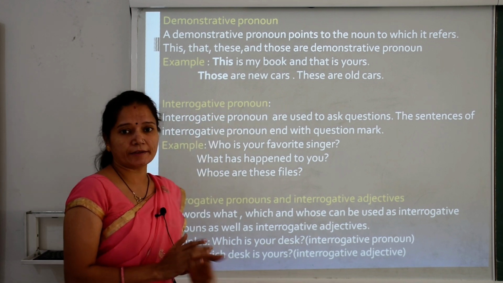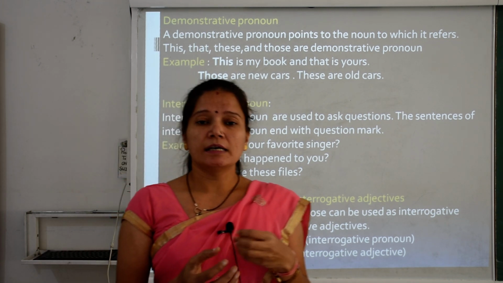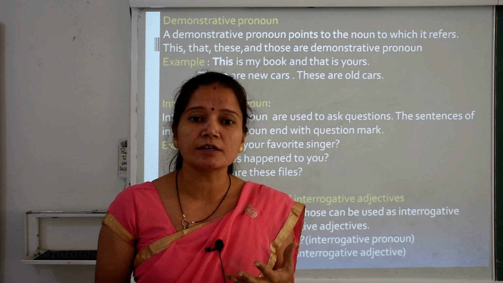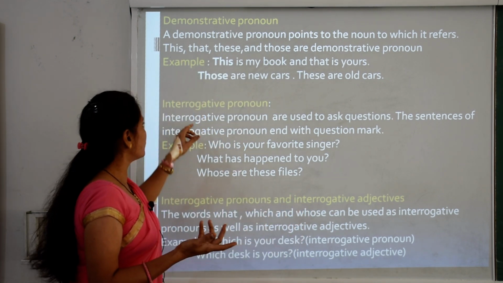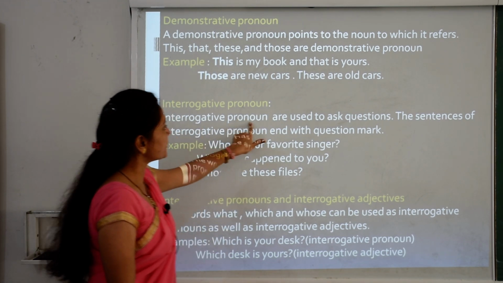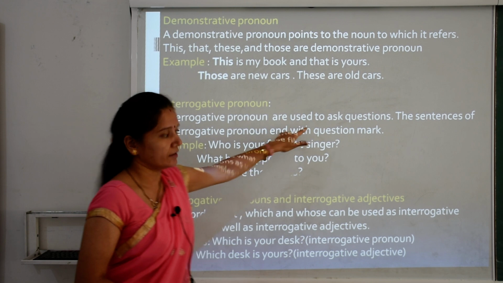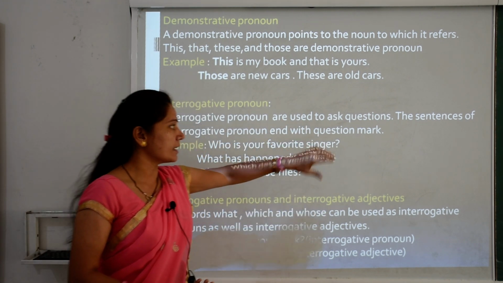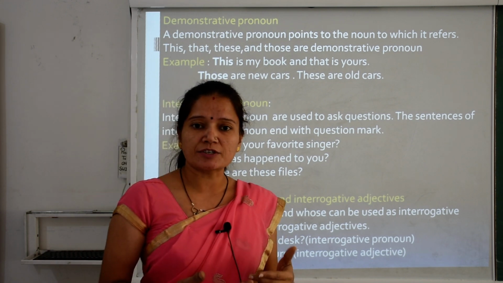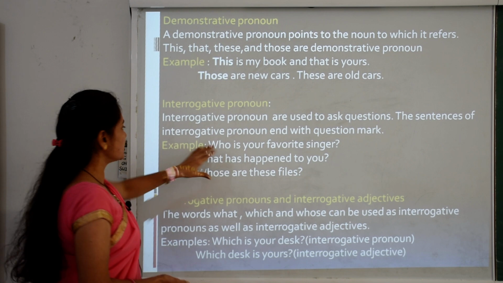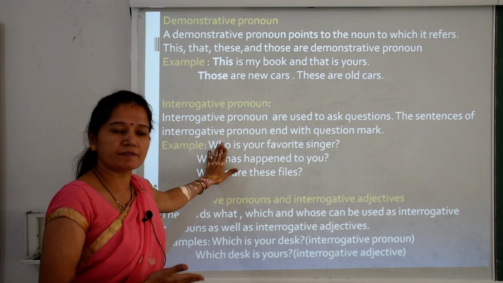Next is the interrogative pronoun. Interrogative itself gives its meaning, asking a question. If I want to ask you a question, so what will I do? I will use an interrogative pronoun. Interrogative pronouns are used to ask questions. The sentence of an interrogative pronoun ends with a question mark. Okay, that you already know. If you are asking a question, the sentence always ends in a question mark. It means all the WH family word sentences will come in this.